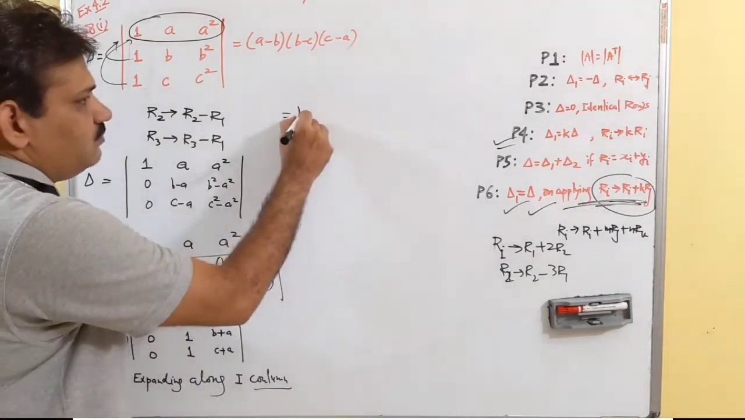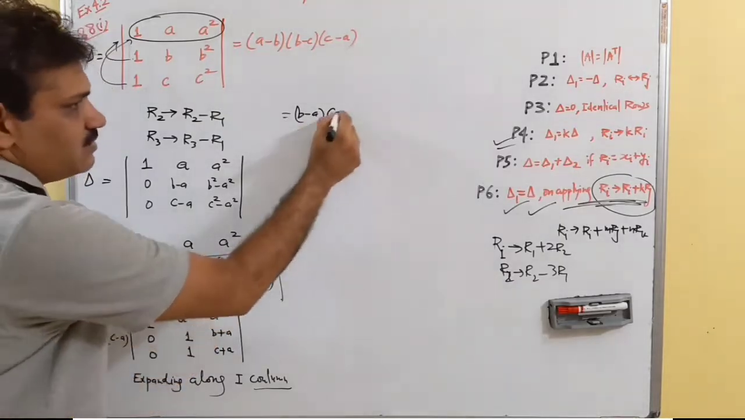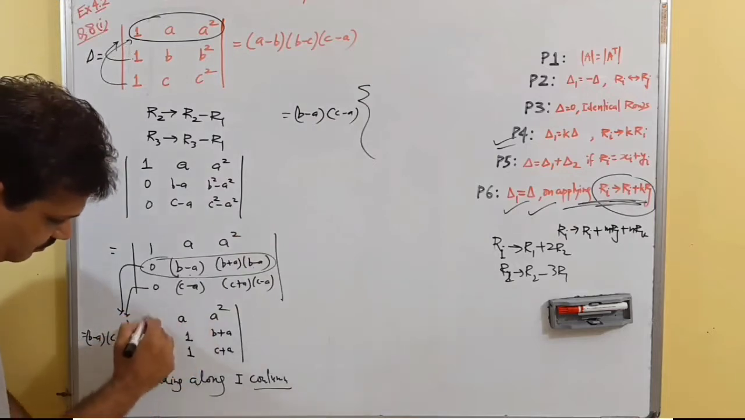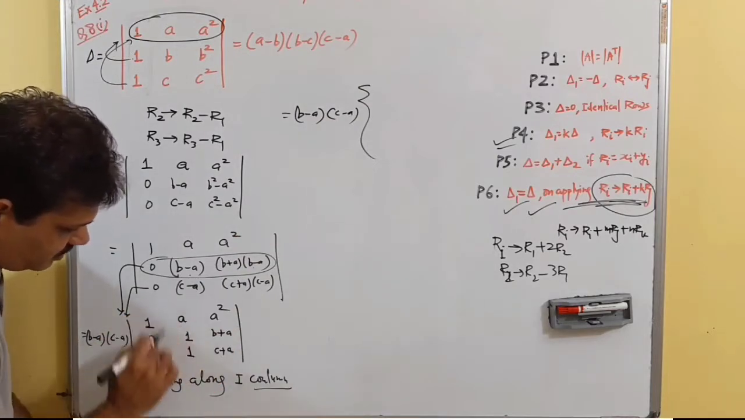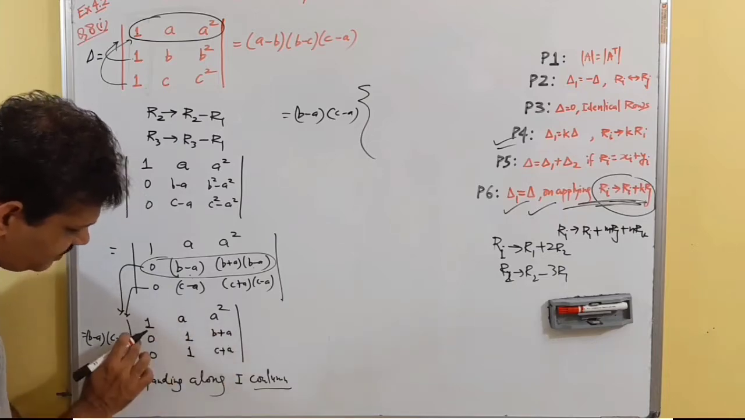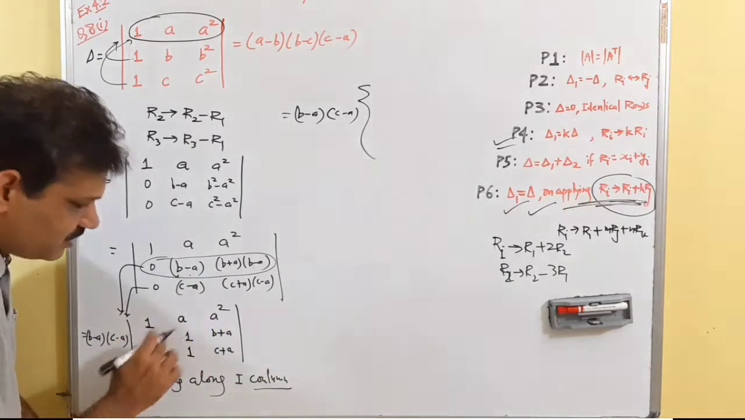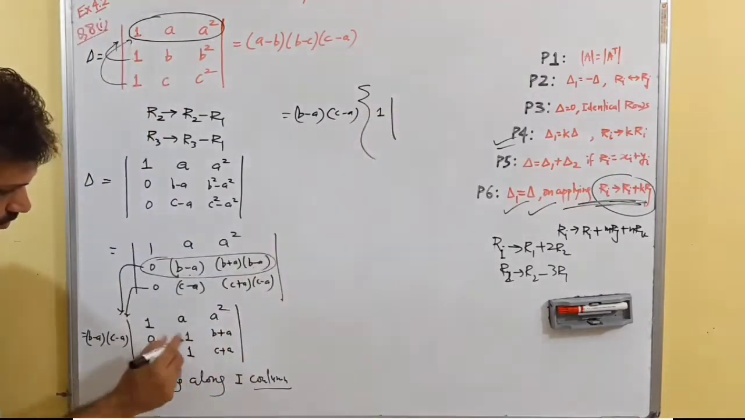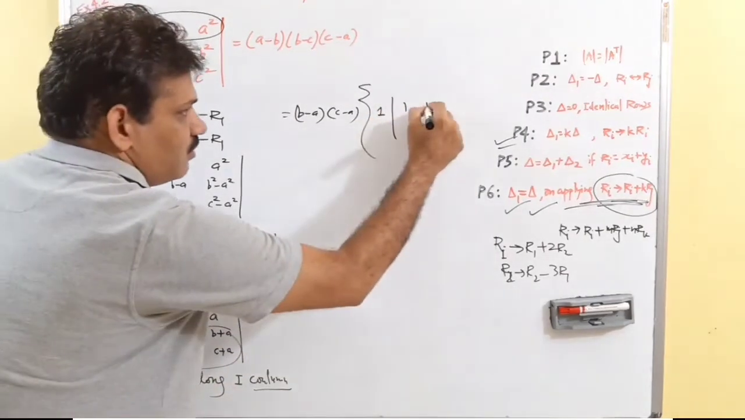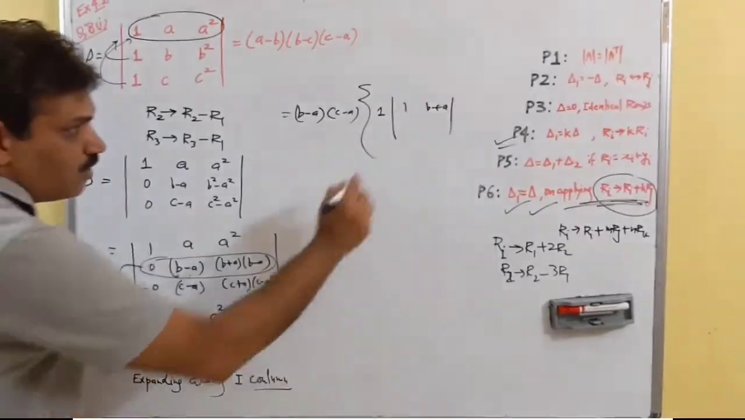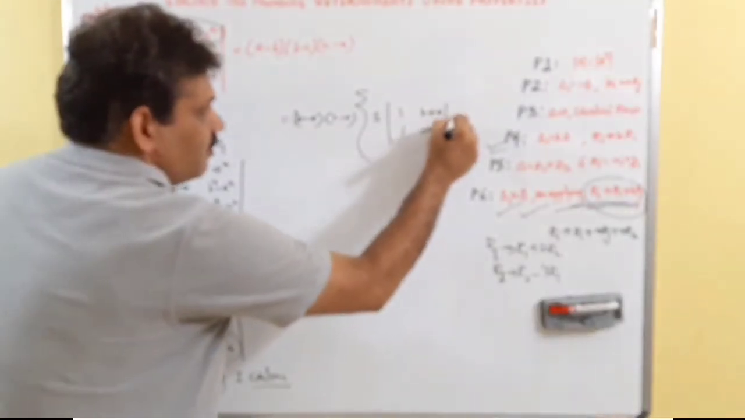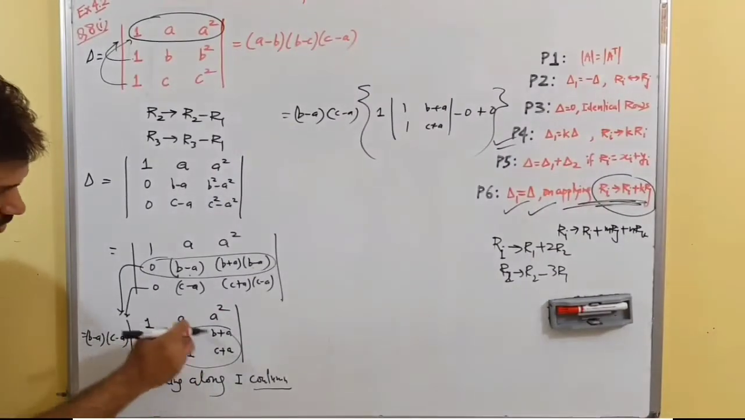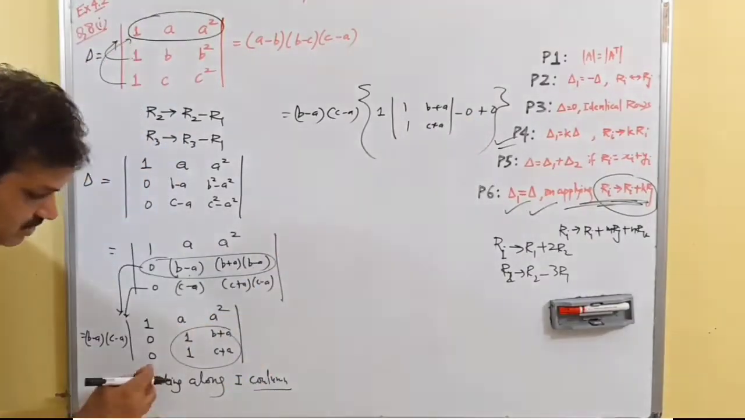What does it give? b minus a multiplied by c minus a. Now when we expand this determinant, 1 multiplied by, we eliminate this row and this column. 1 multiplied by this minus 0 multiplied by the cofactor plus 0 multiplied, that will give us 0. So 1 into 1, b plus a, 1, c plus a, minus 0 times of something, that will give me 0, and 0 times of that.